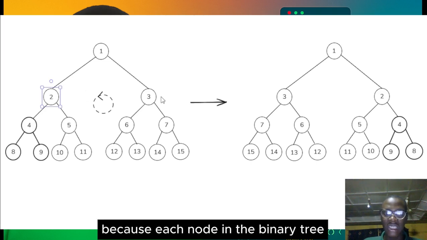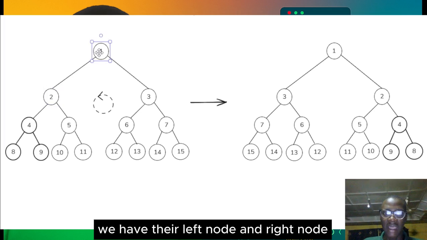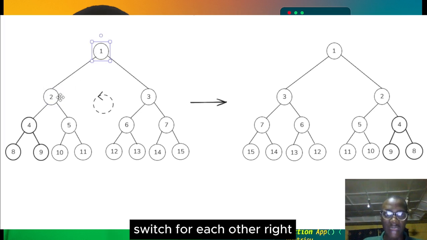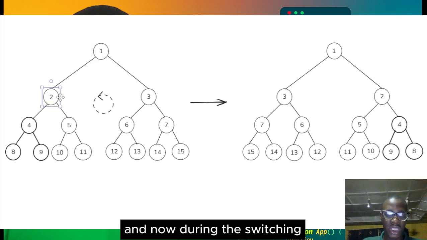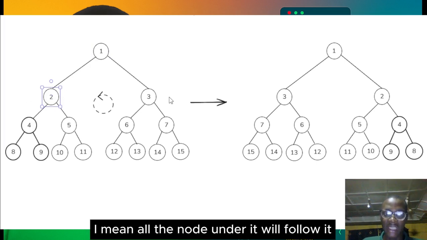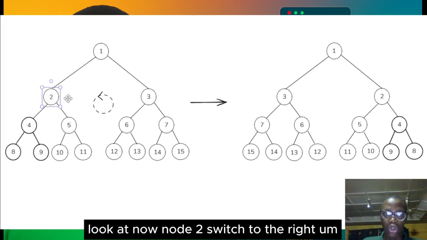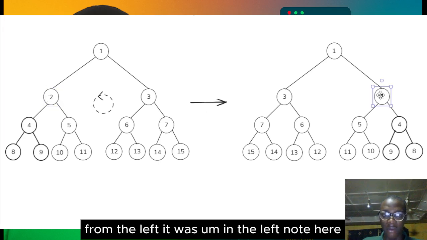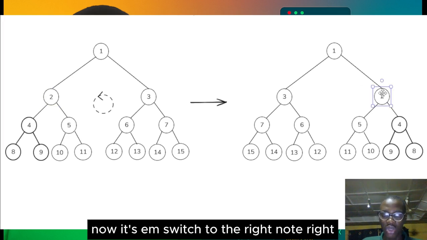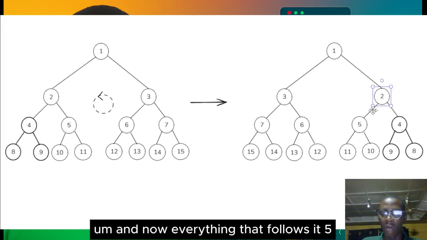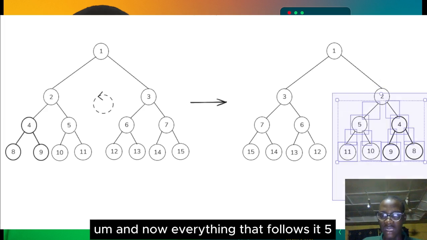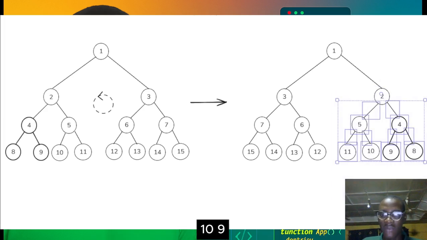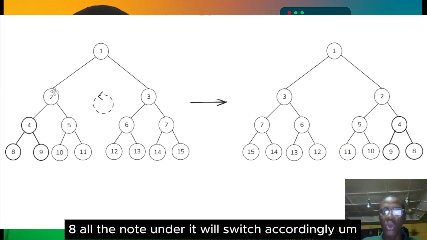Why? Because each node in the binary tree, we have their left node and right node switch for each other, right? And now during the switching, that node and all the children, I mean all the nodes under it, will follow it. Look at now, node 2 switched to the right from the left. It was in the left node here, now it's switched to the right node, right? And now everything that follows it, 5, 4, 11, 11, 10, 9, 8, all the nodes under it will switch accordingly.